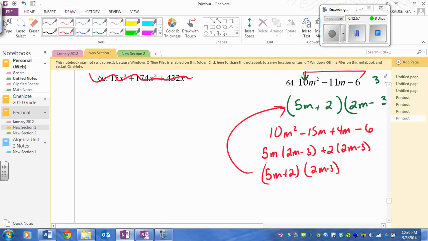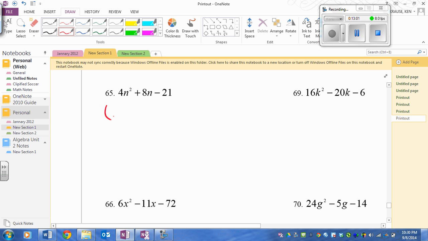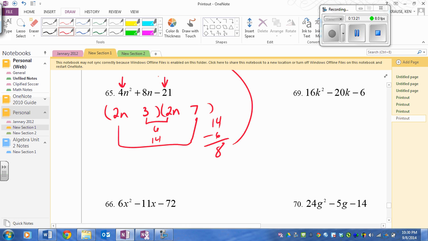Alright, last page. I'm up 2n, and 7, 3. 2n and 2n gives me 4n, 7 and 3 gives me 21. That's 14 and 6. And what is 14 minus 6? 8. I want a positive 8, so the larger one has to be positive. Positive goes here.